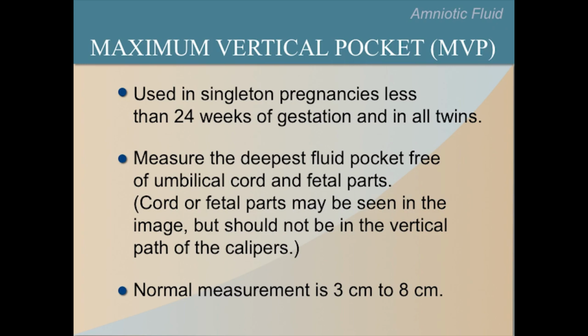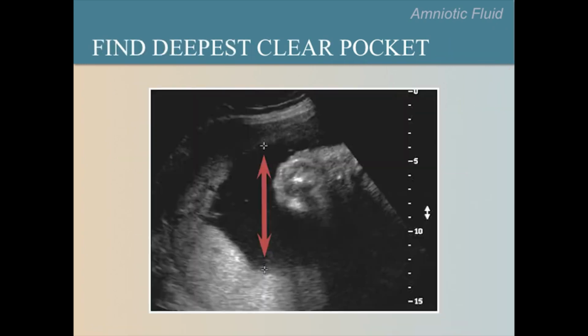Measure the deepest fluid pocket free of umbilical cord and fetal parts. Note that cord or fetal parts may be seen in the image, but should not be in the vertical path of the calipers. A normal MVP measurement is between 3 and 8 centimeters. Look through the entire amniotic sac to find the deepest pocket. Measure the depth. Notice that the calipers form a vertical line, meaning straight up and down, that does not cross the umbilical cord or fetal parts.